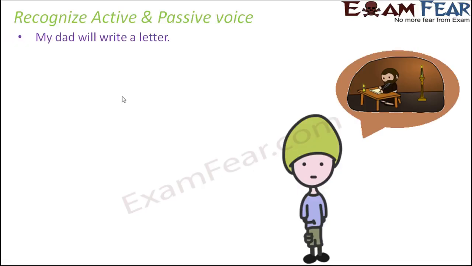My dad will write a letter. So here, this sentence is in future tense. My dad has not yet written the letter, but yes, he will write a letter. Okay. So here, what is the subject, and is the subject the doer of the action? The subject is my dad. And is the subject the doer of the action? Well, yes, because my dad has not yet written, but yes, he will write the letter. So he is going to be the doer of the action.